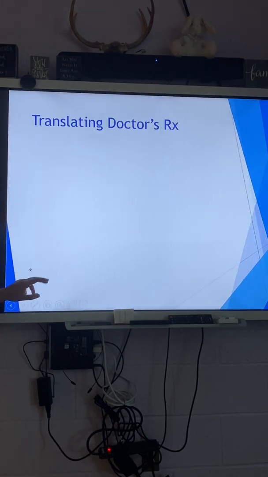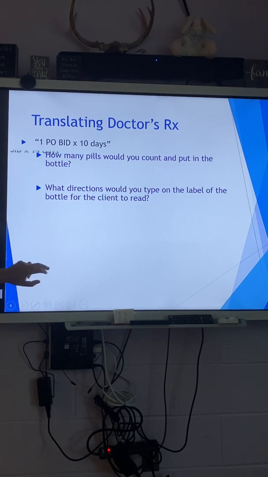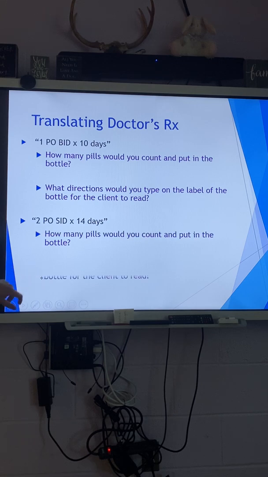All right. So we are going to look over prescriptions now. And that's why we made this foldable, because we have to be able to break down those abbreviations so that we can then do math and then fill the medicine, okay? So, we're gonna do two problems.